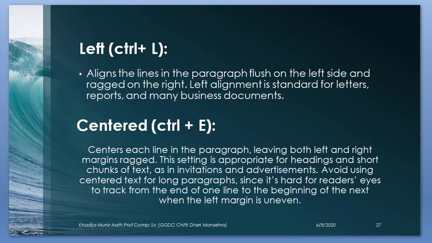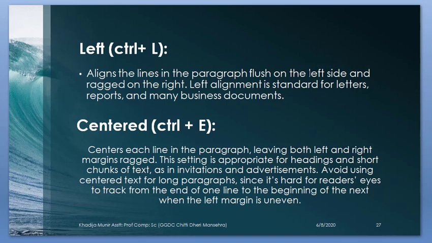Left alignment. The shortcut key for that is Ctrl+L. It aligns the lines in the paragraph flush on the left side and dragged on the right side. Left alignment is standard for letters, reports and many business documents. As you see here in that paragraph, all the lines' starting point is the same, having no space, and on the right side you can see the lines are not equally ended because it is left aligned, and all empty spaces are shown on the right side.